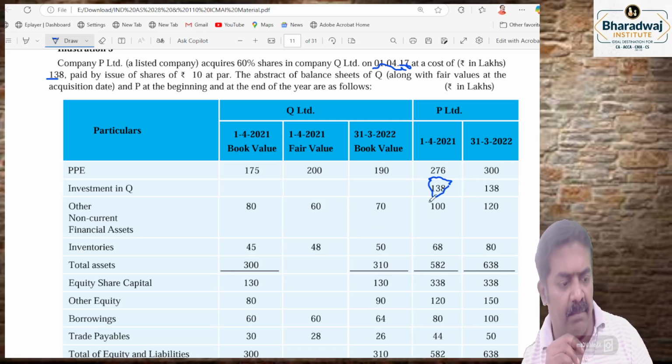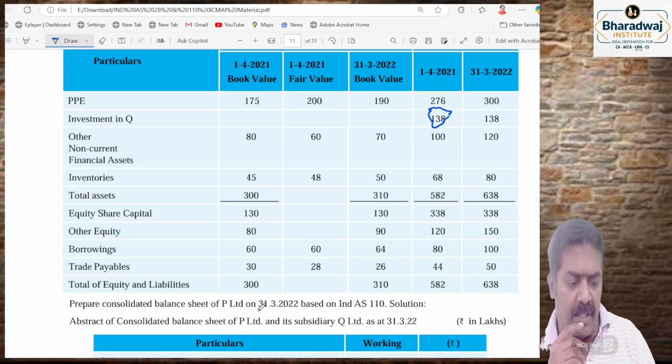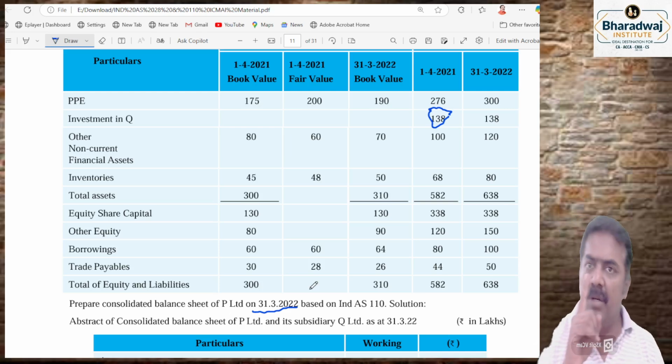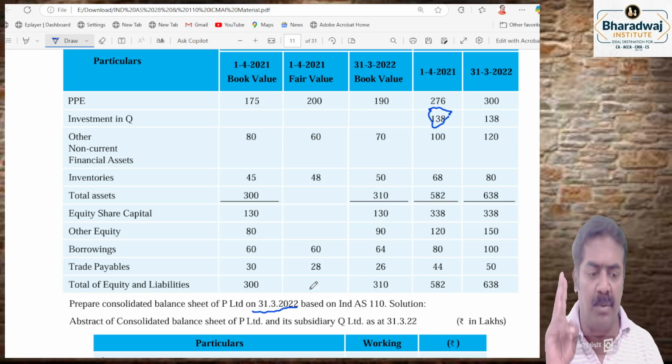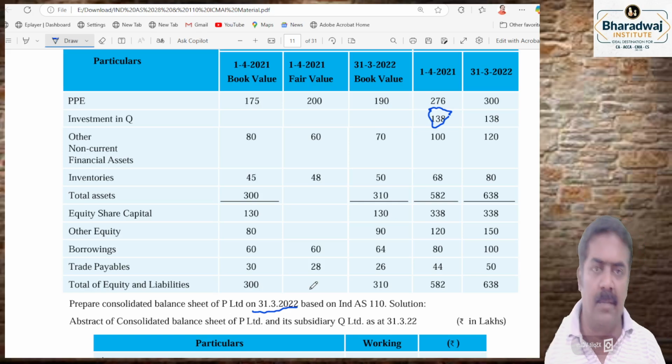Then we are given the balance sheet of which company? P Limited. Prepare consolidated balance sheet as on what date? 31st March 2022. Do they ask you for the opening consolidated balance sheet? No. They ask you only, number one, the closing consolidated balance sheet. Number two, do they ask you for a separate balance sheet? No. Only the consolidated balance sheet is asked.